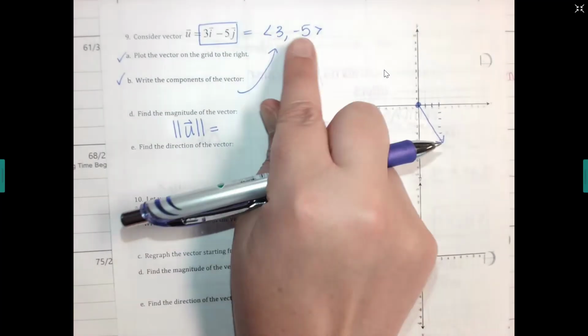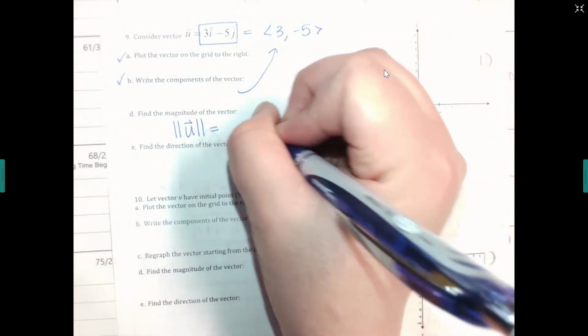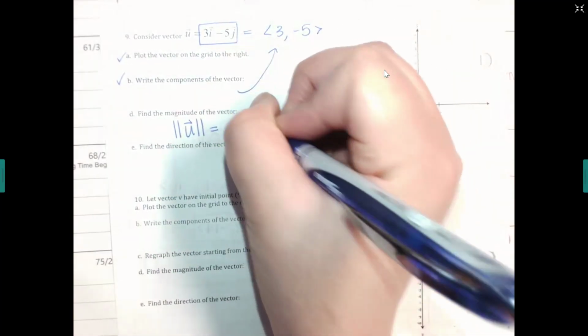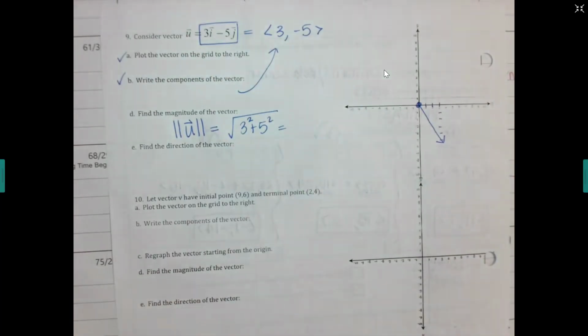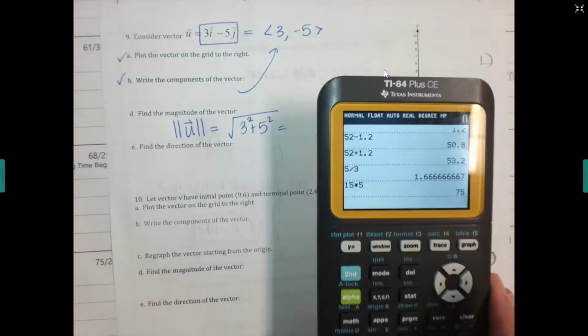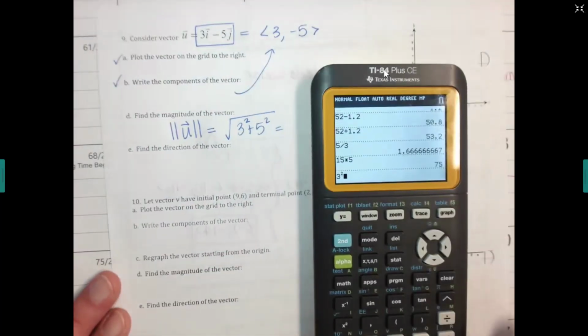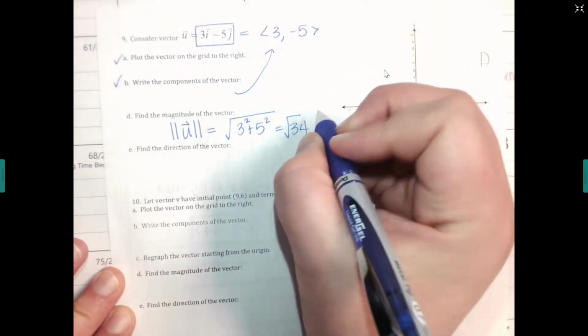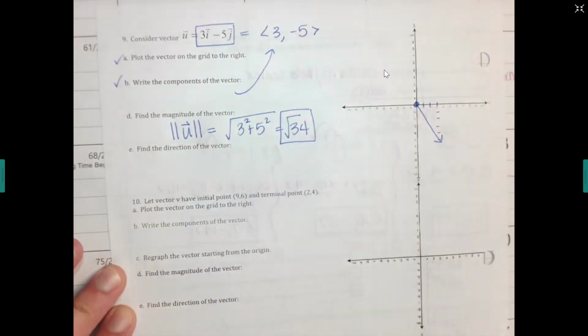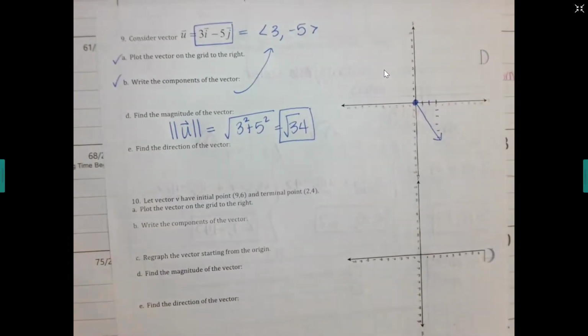So I'm going to do 3 squared plus 5 squared. And then I'm going to take the square root of that. Now remember, when you put it in the calculator, don't type the square root. Just do the numbers part in the middle. So 3 squared plus 5 squared, that gives me 34. Then my answer is the square root of 34. And remember, that's the length of how long the arrow that you drew is.